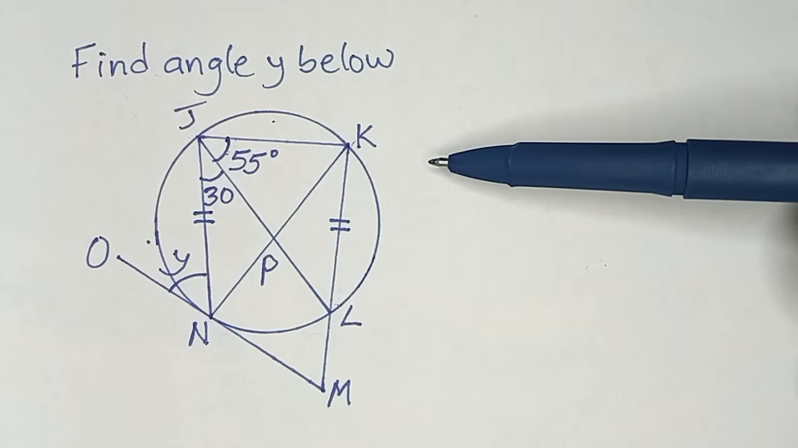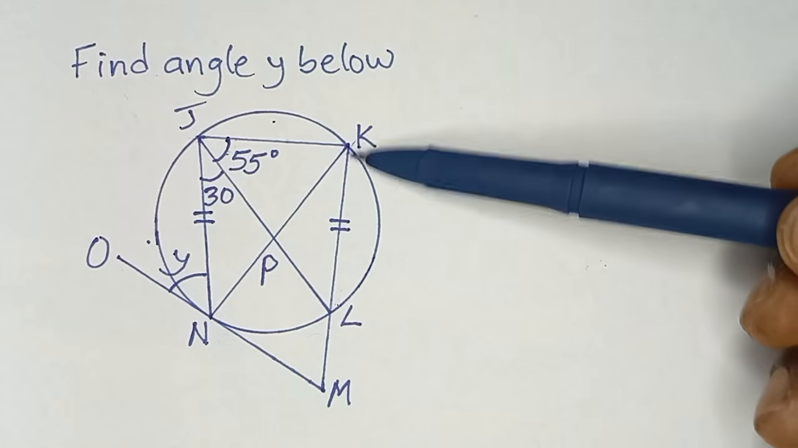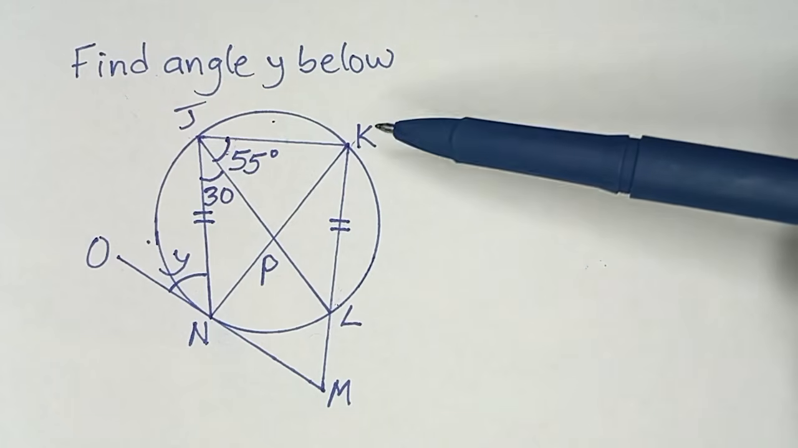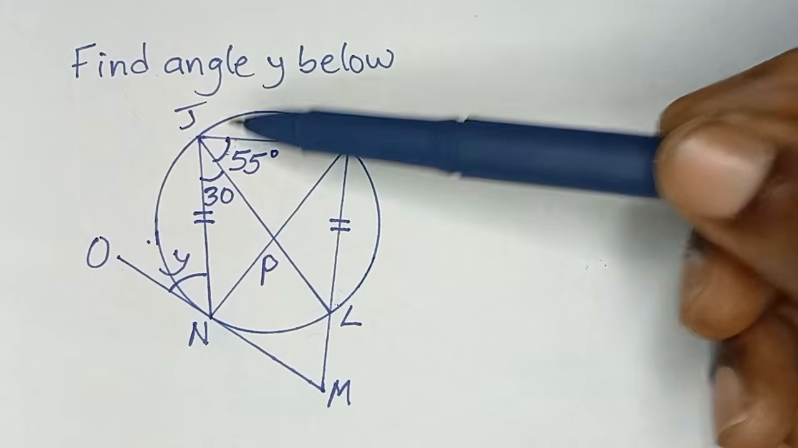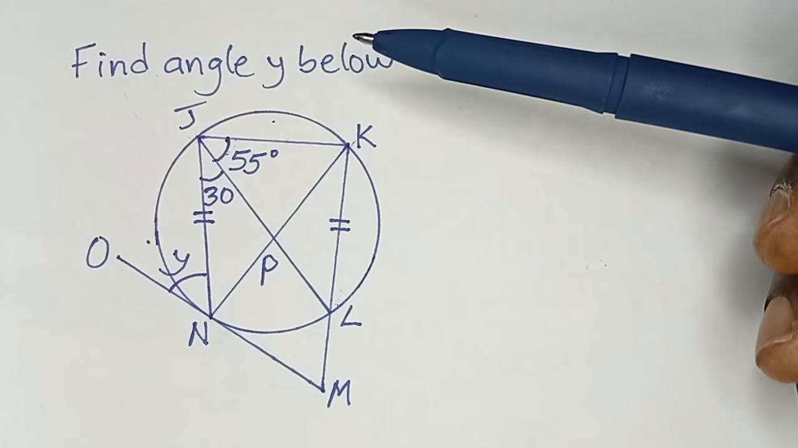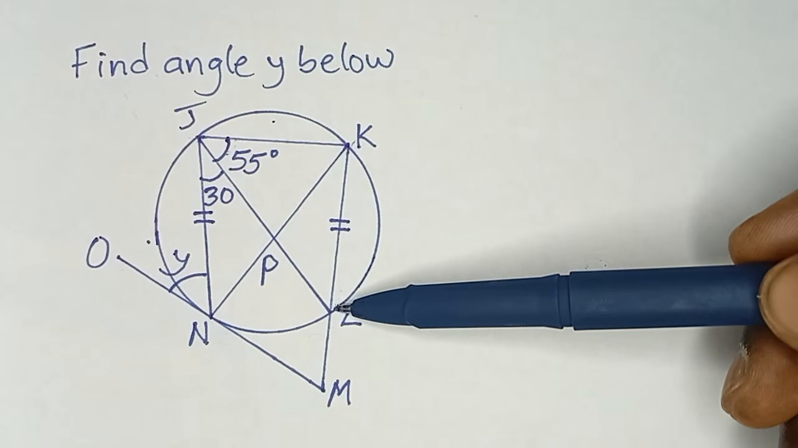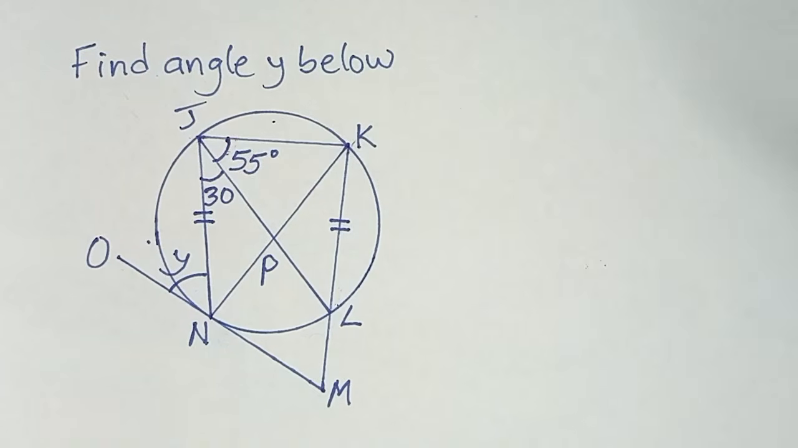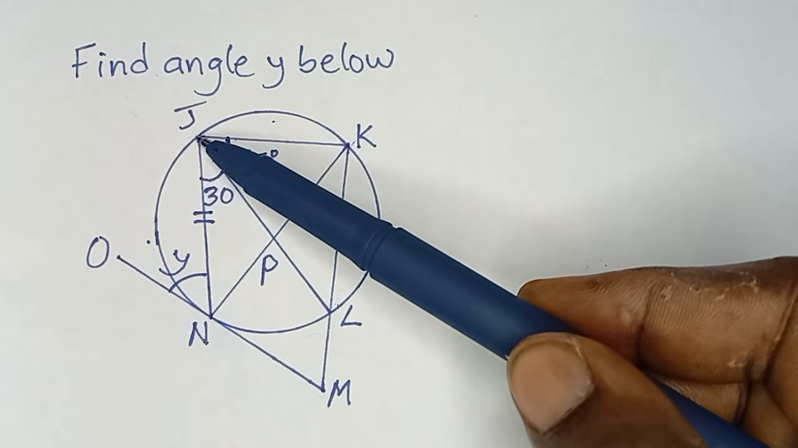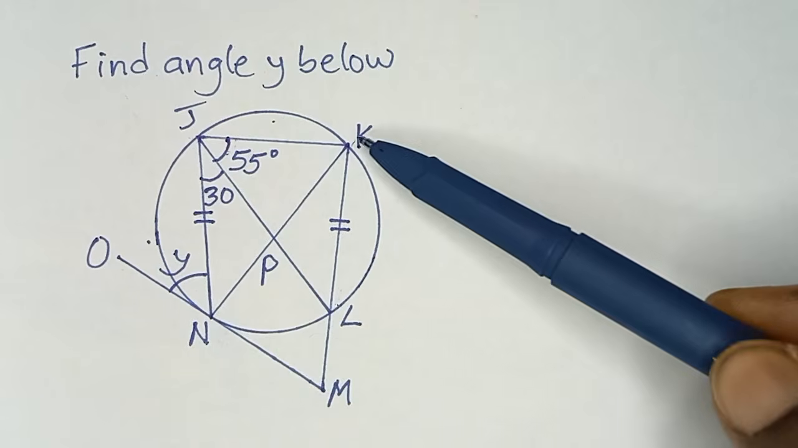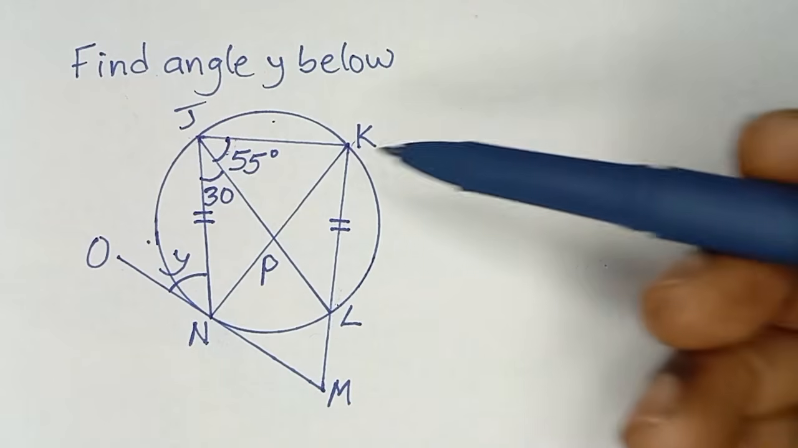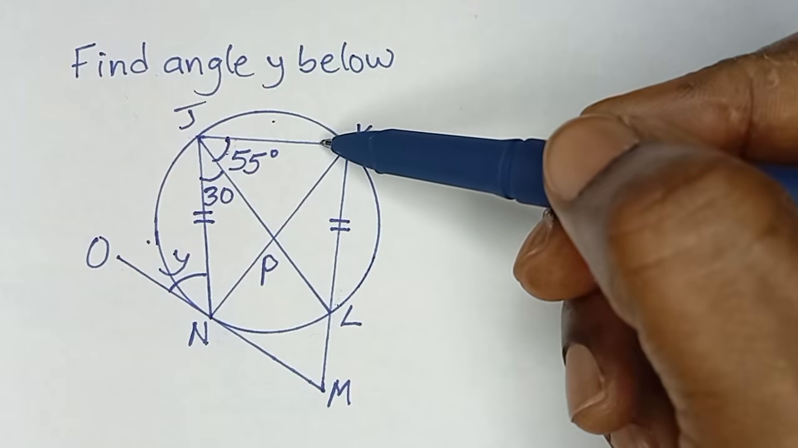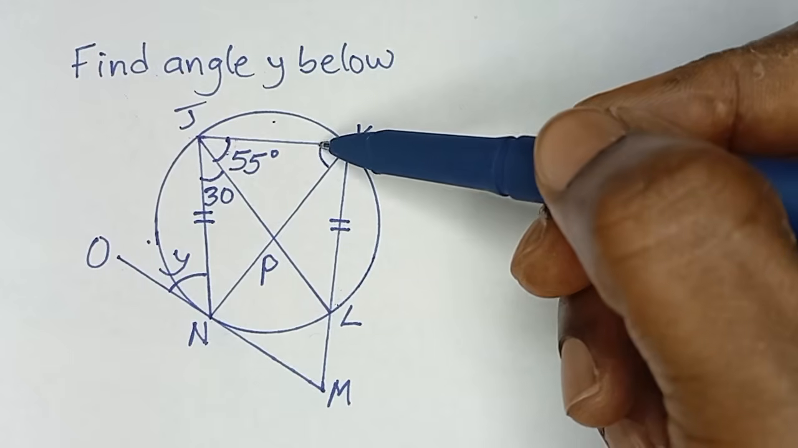Let me repeat that theorem again. That equal chords subtend equal angles at the circumference of a circle. So if this chord KL is subtending this 55 degrees at the circumference, then the same line JN, which is equal to KL, will also subtend the same 55 degrees at the circumference.